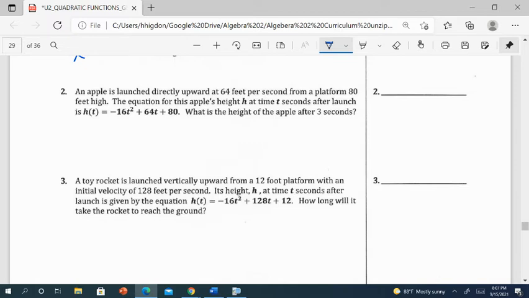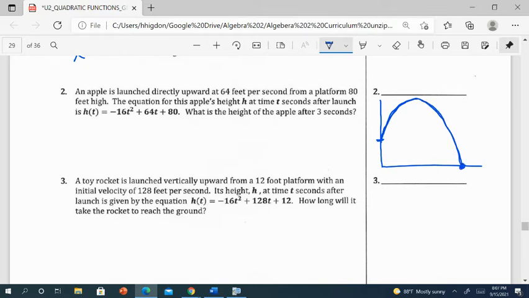Now this one's a little different. I'm going to come over here in this margin where I've got space to show you. This one says that the apple is being launched from a platform that's 80 feet high. So instead of the parabola starting here, the parabola is actually going to start above that point on the y-axis. So there's a platform here, imagine, and we're going to launch this apple up, and then it's going to come back down and eventually hit the ground.